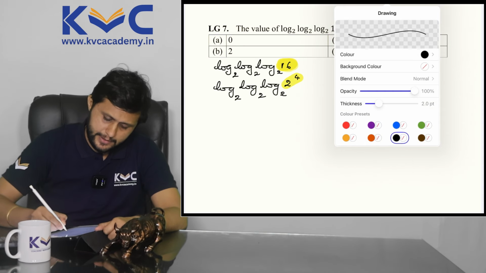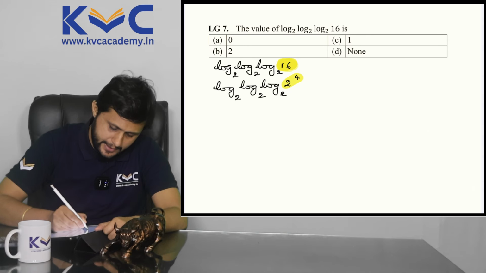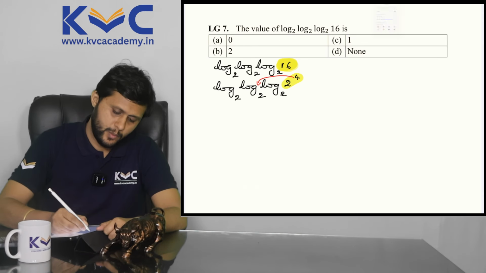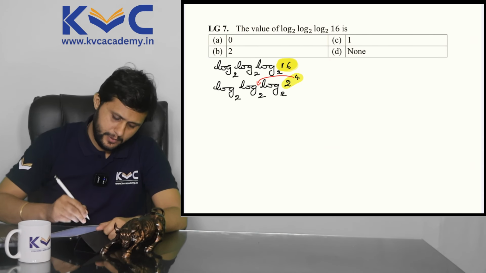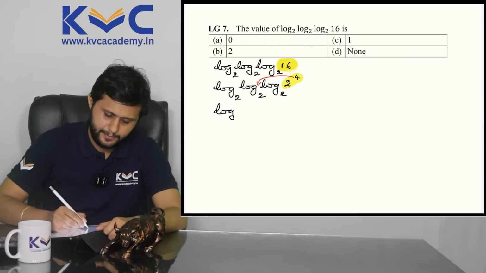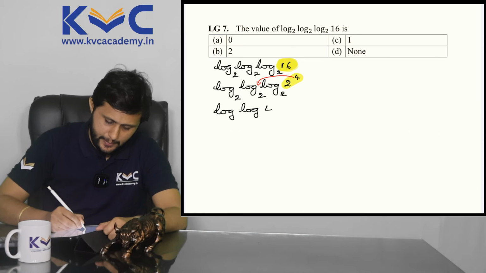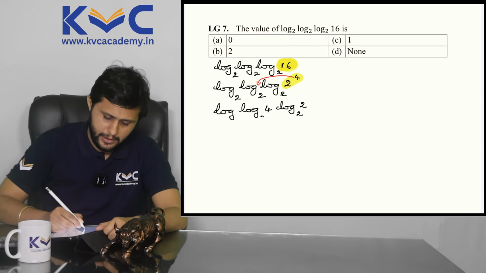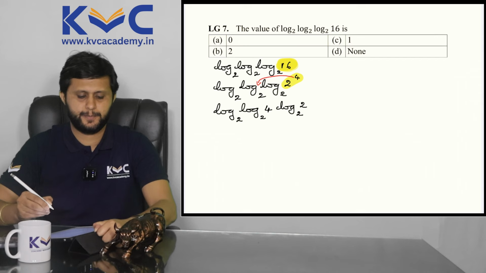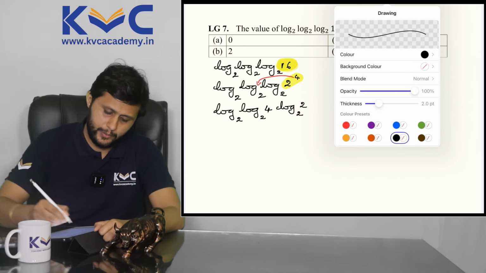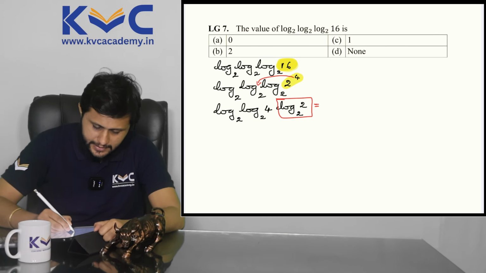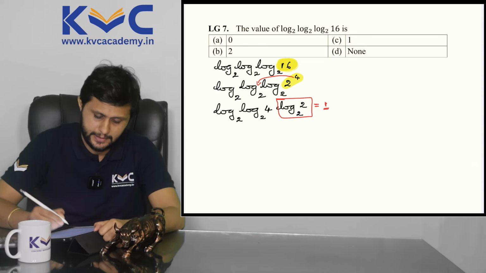Now what is the next step? This 4, which is in the power, should come outside. Fine. So what do we get? I have 4 log of, 4 came out. Log to the base 2 to the base 2. Earlier one also to the base 2 to the base 2. So what is this equal to? The last part, log 2 to the base 2. What I've highlighted now, this is equal to 1.